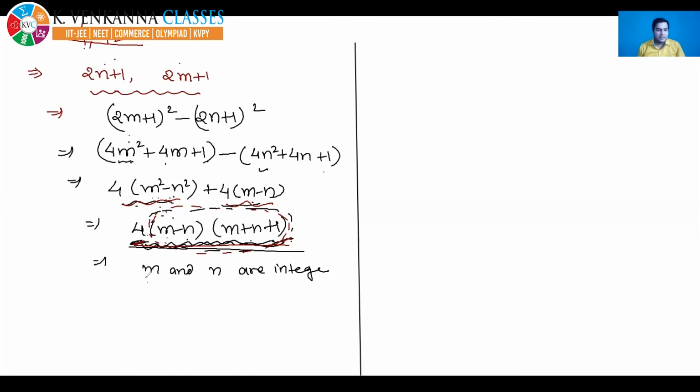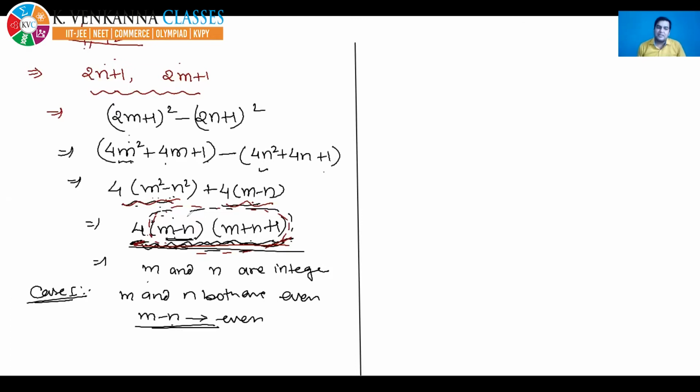Now see, if m and n are integers, there can be some cases. For example, case 1, m and n both are even. So if m and n both are even, then m minus n will be an even number, because even minus even becomes an even number. If m minus n becomes an even number, then it will be a multiple of 2, and hence it is proved that this whole thing is a multiple of 8.